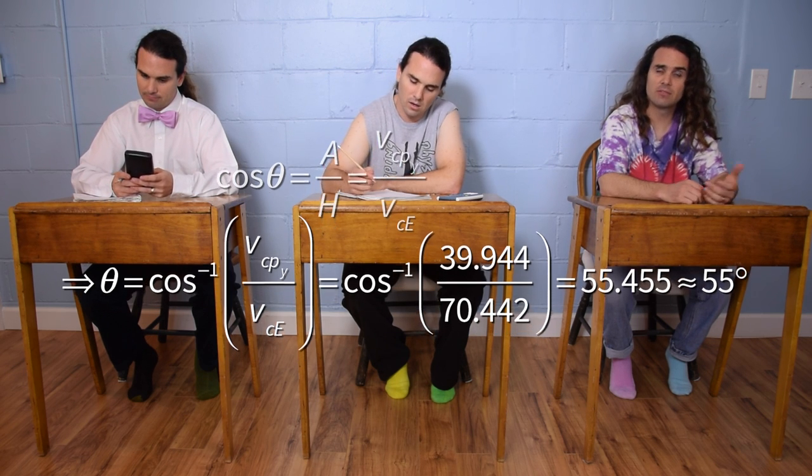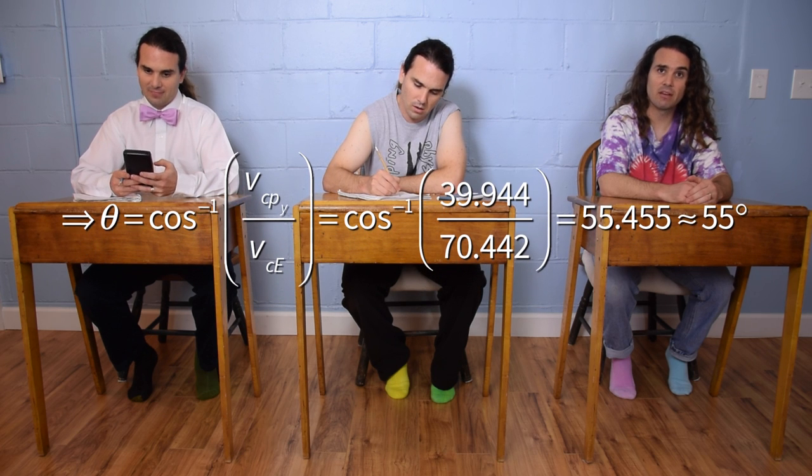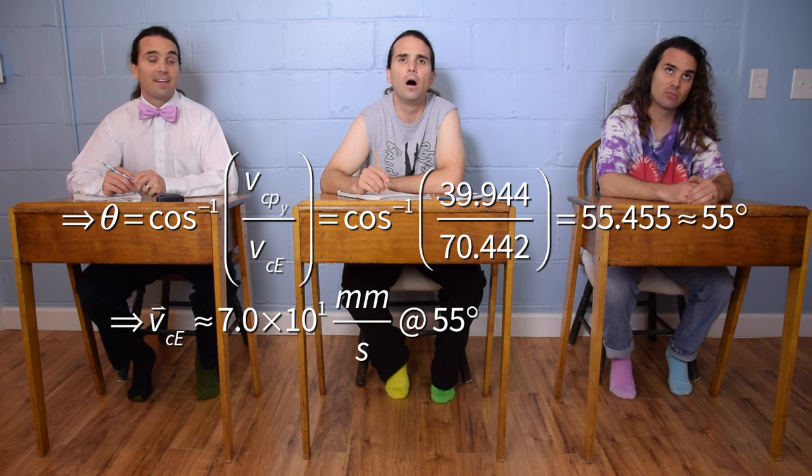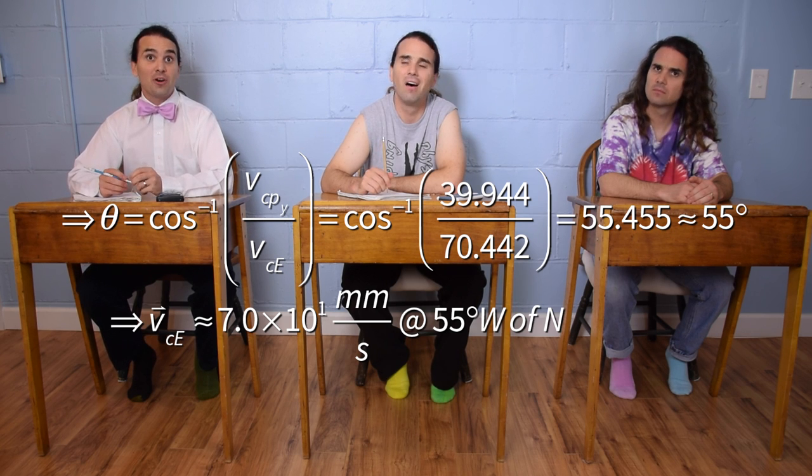So the velocity of the car relative to the Earth is 7.0 times 10 to the first millimeters per second at an angle of 55 degrees west of north.